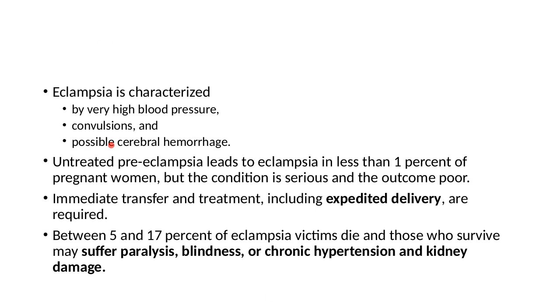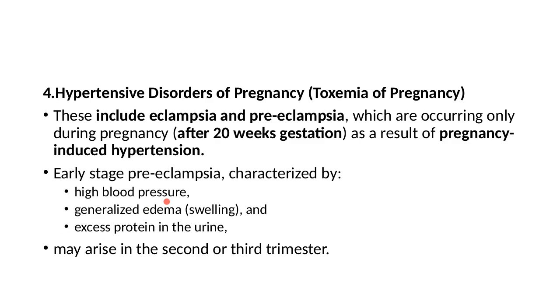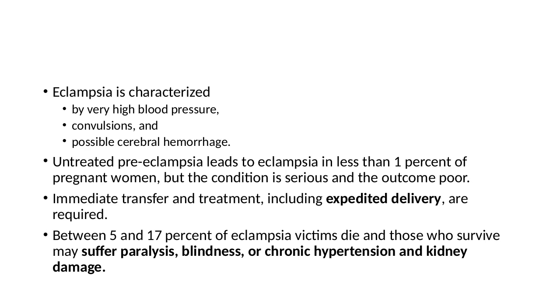Preeclampsia is characterized by high blood pressure, generalized edema, and excess protein in the urine. Eclampsia is characterized by high blood pressure, convulsions, and possible cerebral hemorrhage. As you're going to see, preeclampsia normally leads to eclampsia, and this eclampsia can even occur after delivery.